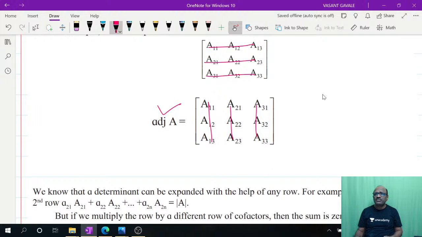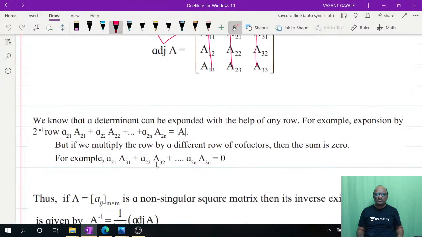But before that you have to find out the determinant of a matrix, and suppose that it is not equal to 0, then the determinant is non-singular and hence the inverse exists. अजून एक important हे तुम्हाला लक्षात ठेवायचं आहे. We know that the determinant can be expanded with the help of any row. For example, the expansion for the second row, A21 capital A21, A22 capital A22, plus dash dash, and in this way you will get directly the determinant. और तुम्ही आपल्या नेहमीच्या मेथडने देखील तो डिटरमिनंट त्यामध्ये सॉल्व करू शकता. ओके. हे देखील तुम्हाला लक्षात ठेवायचं.